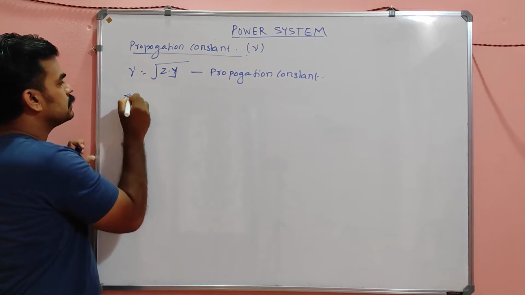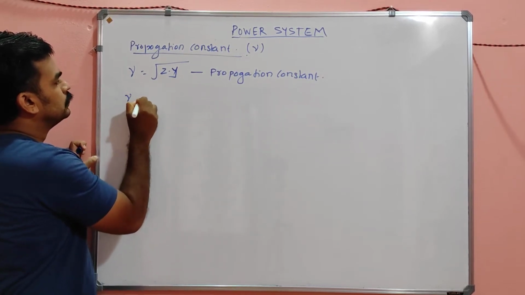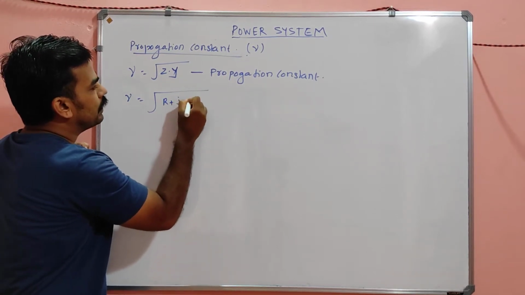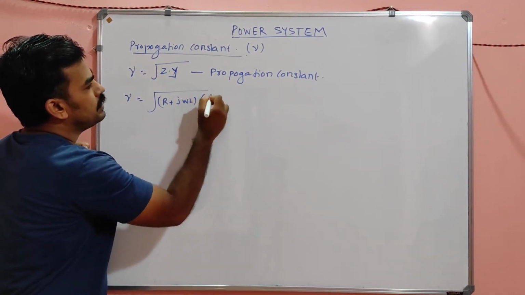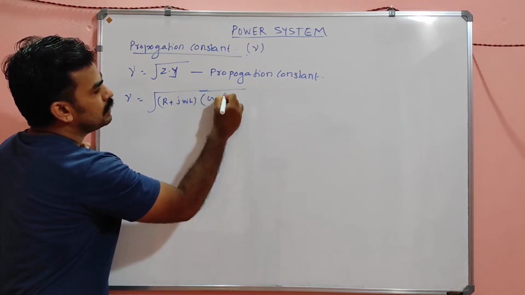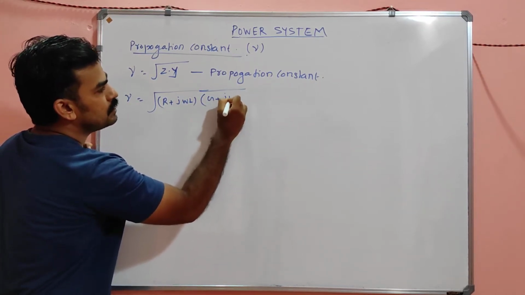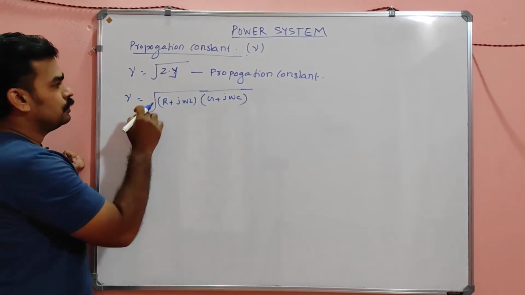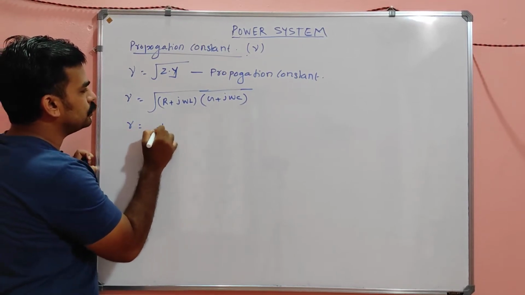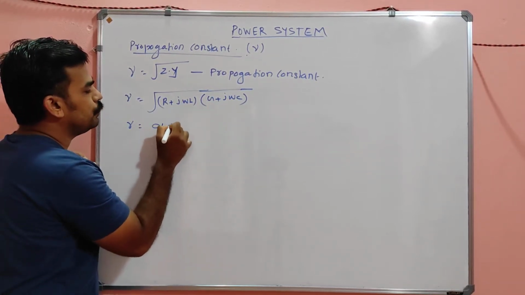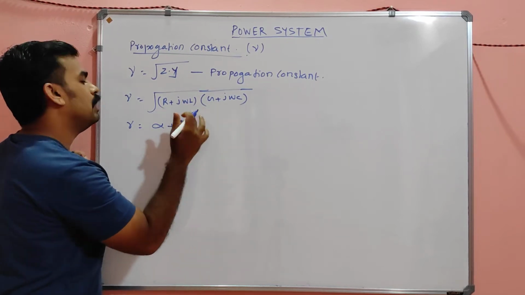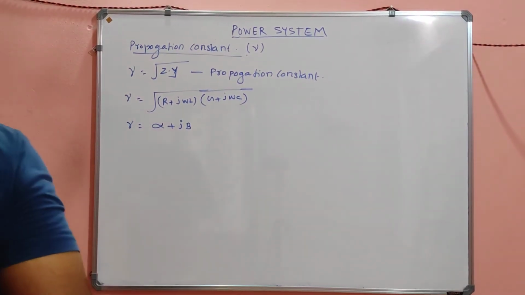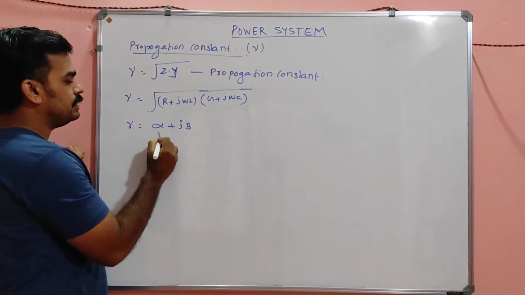And we know that this gamma is equal to the square root of Z into Y, where Z is R plus j omega L, and Y is G plus jB, that is G plus j omega C. If you solve this, you will obtain the form alpha plus j beta.